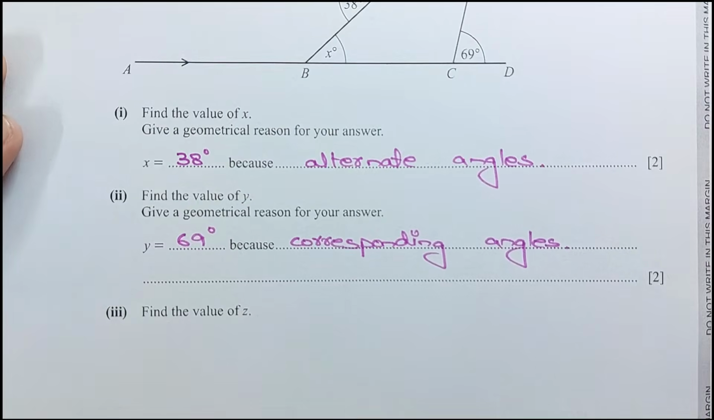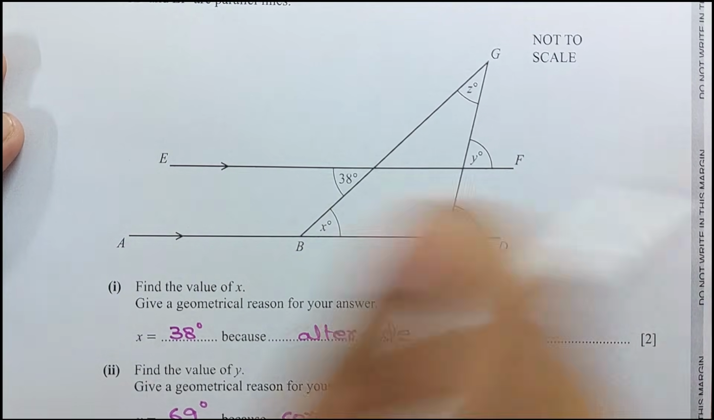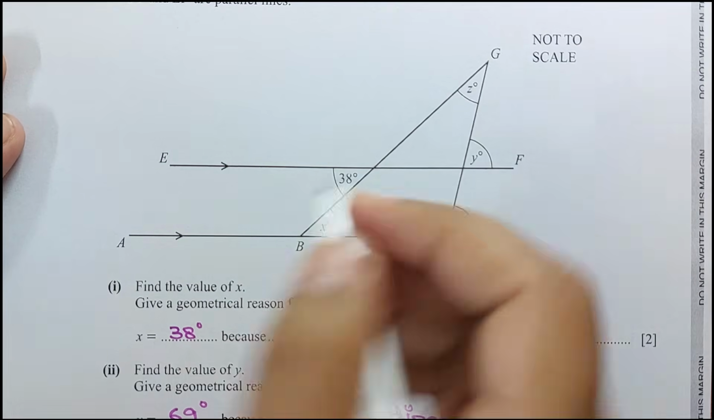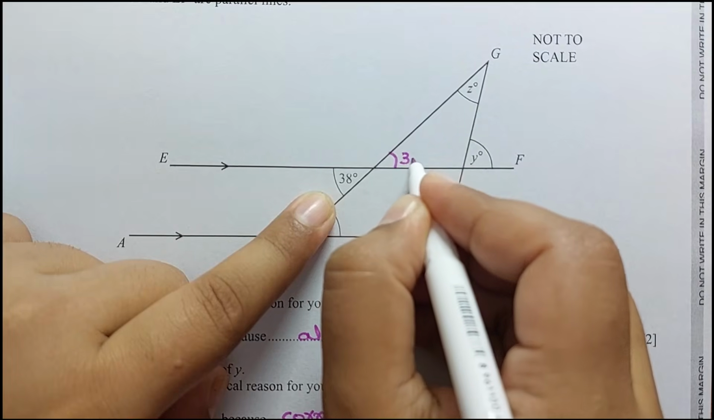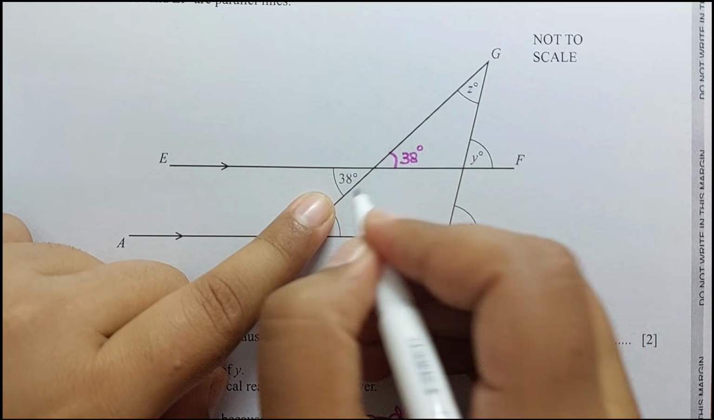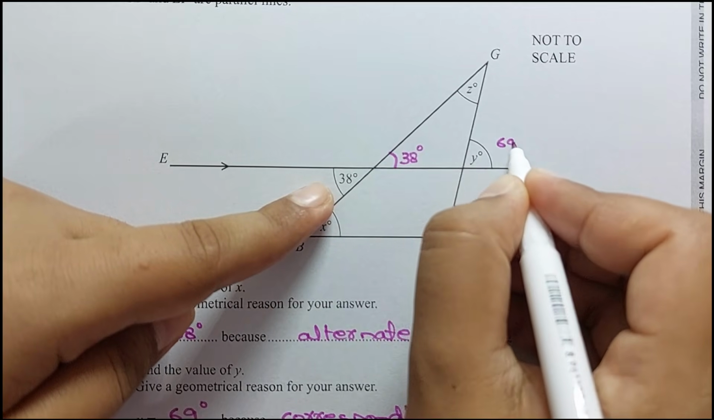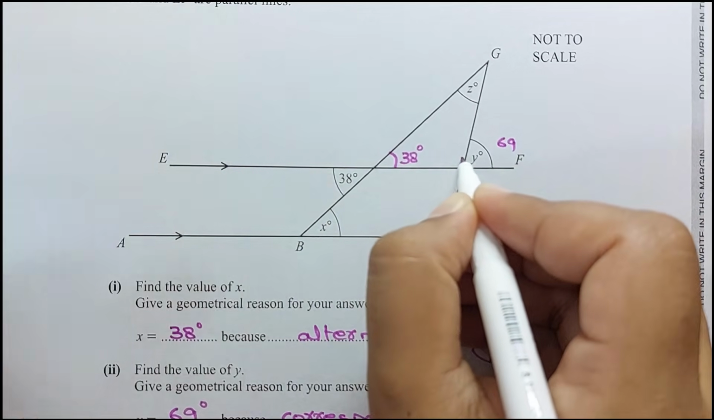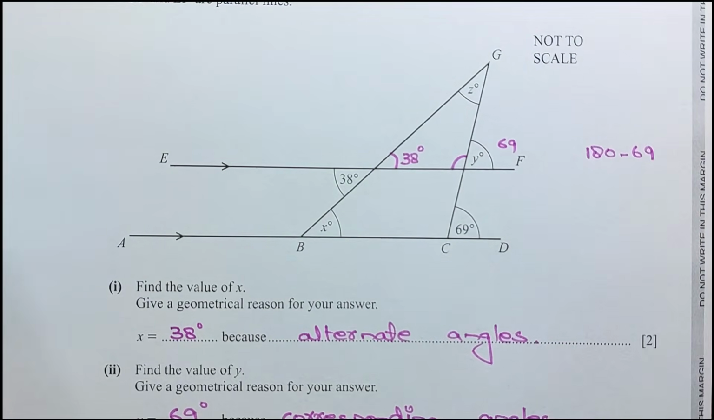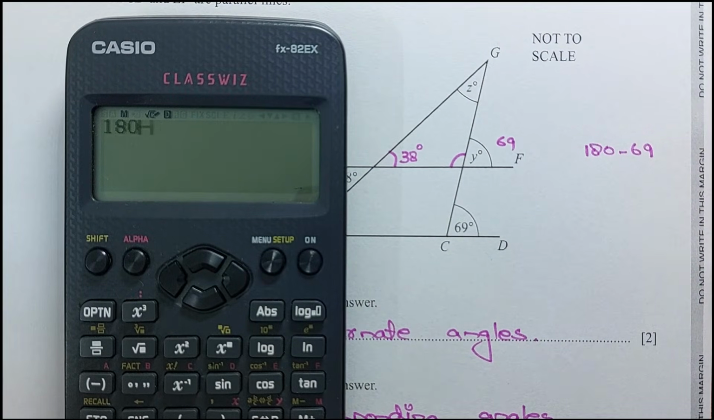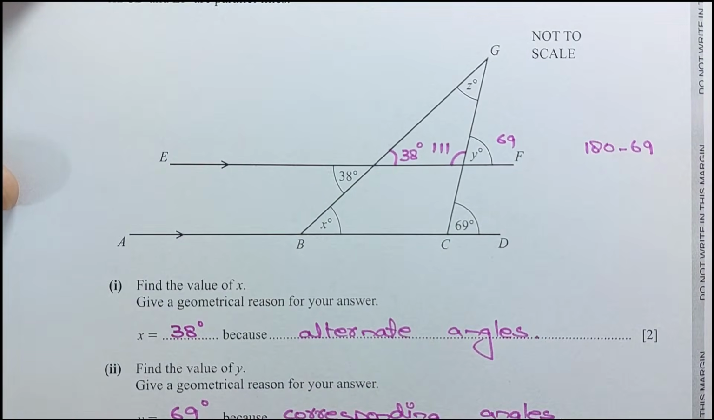Now for the third part, find the value of z. Where is z? Z is over there. This angle is 38, and this angle is also 38 because these two are vertically opposite angles. Y is 69. Since this is a straight line, what is that angle? From 180, take away 69. 180 minus 69 is 111. Now we can easily figure out the angle z.